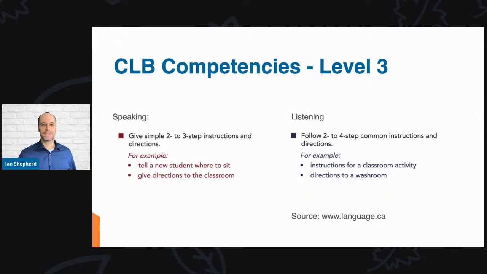All right. So we mentioned CLB competency. So today we're practicing our listening and speaking. So for level 3, CLB 3, when you are speaking, you need to be able to give 2 to 3 step instructions and directions. So for example, tell a new student where to sit and give directions to the classroom. So 2 or 3 steps. So go down the hall, turn right, go 20 meters, and turn left, and there you will find the classroom. So 2 or 3 steps is pretty easy to do.